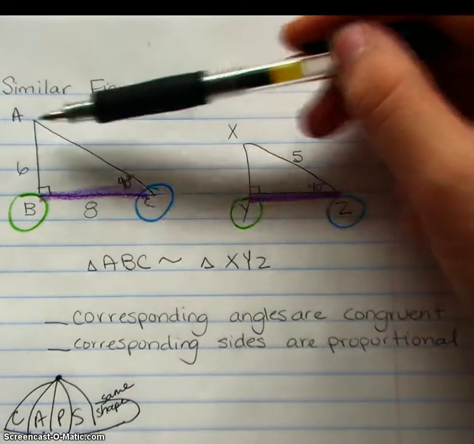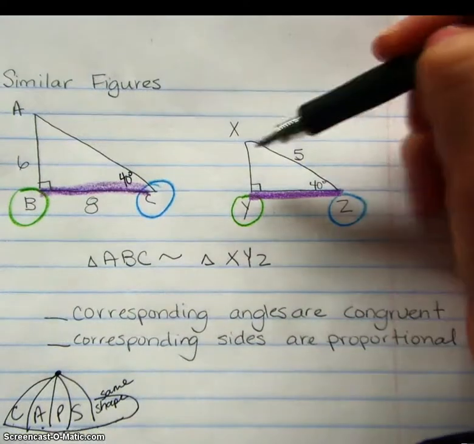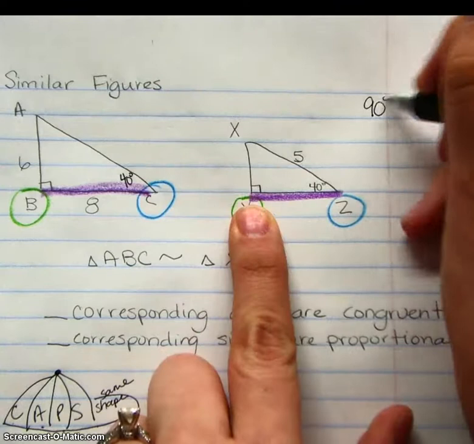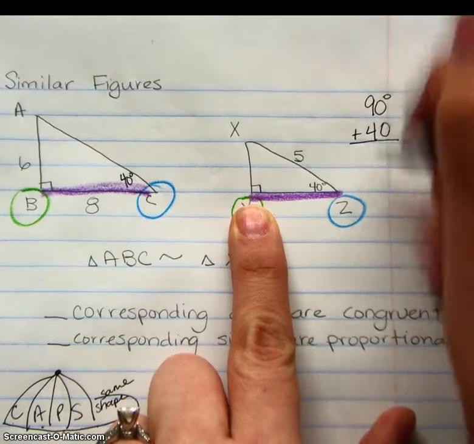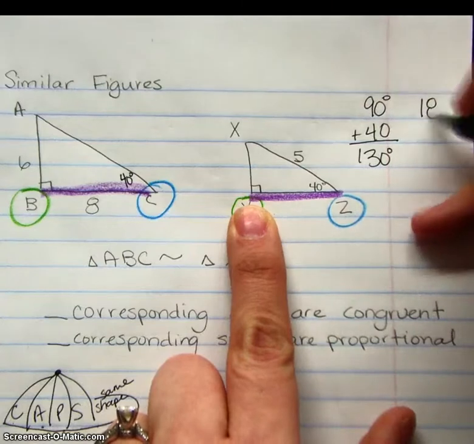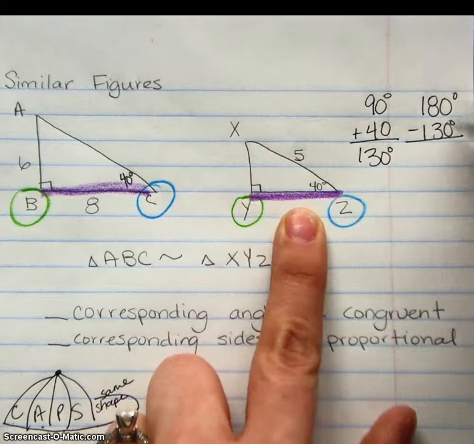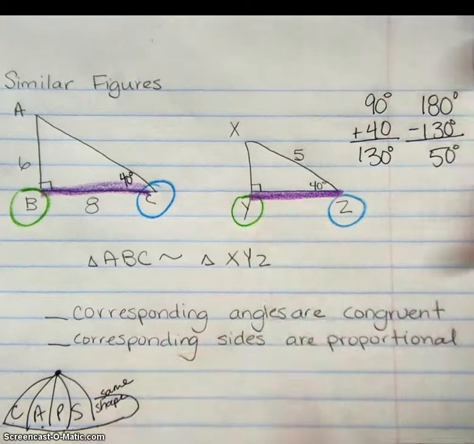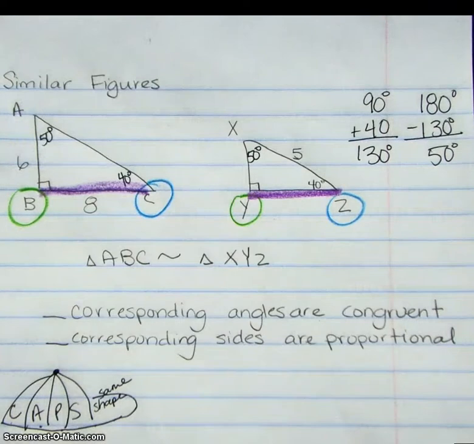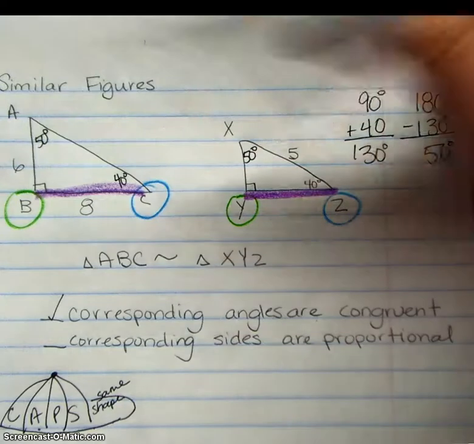So how do I figure out what angle A and angle X are? Well, I already know that the sum of a triangle's angles is 180. So I can take 90 degrees plus 40 degrees, and I get 130 degrees. And if they have to add up to 180, I can do 180 degrees minus 130 degrees, and I get 50 degrees. So I know that both angle X and angle A have to measure 50 degrees. So corresponding angles we've used to find the angle measurements.